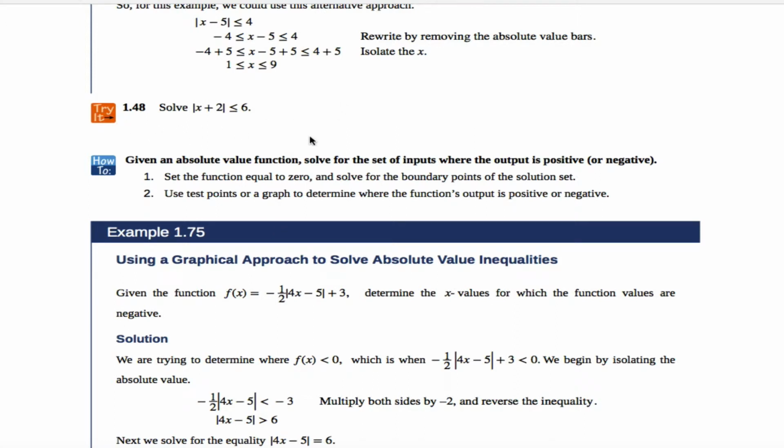1.48 from OpenStax PreCalculus. Here we're solving an absolute value inequality. These are not easy problems to do. There's a lot of steps to them. There's several ways you can do them. The easiest way is the way that your book presents, which is kind of nice.